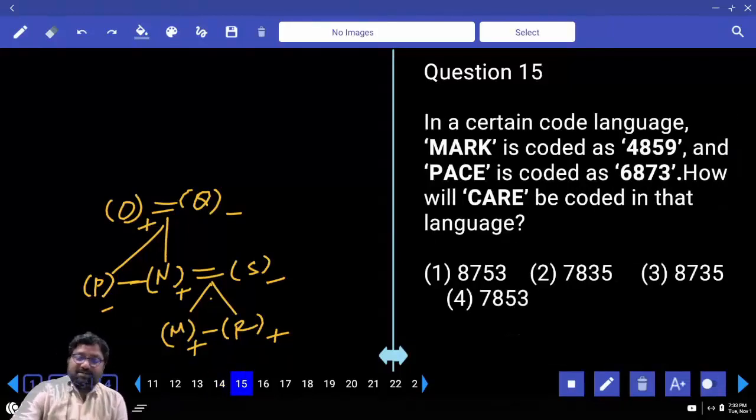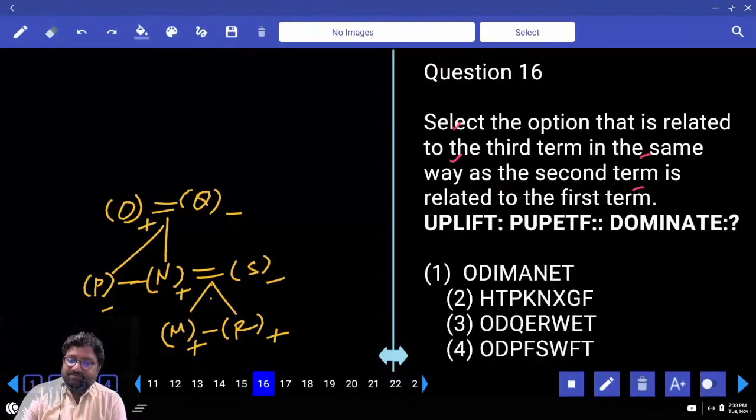Next, what is it called? 4859. What's the common letter? A. A, and in both the places it is 8. And I can say that the order is in the same way. So C is what? 7. A is what? 8. R is 5. 7, 8, 5. And then E is 3. 7, 8, 5, 3. Option 4.